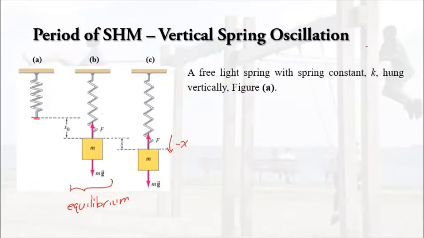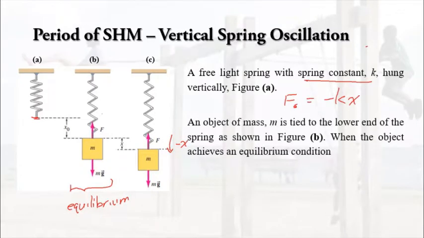Now let's see how we are going to simplify the equations. A free light spring with a spring constant k is hung vertically as shown in figure A. Remember, when it comes to a spring, the restoring force F is always equal to negative kx. An object of mass m is tied to the lower end of the spring as shown in figure B. So when the object achieves equilibrium position, what can we say about the object?